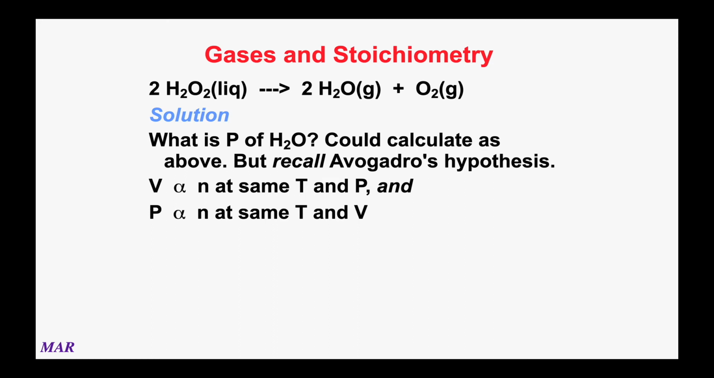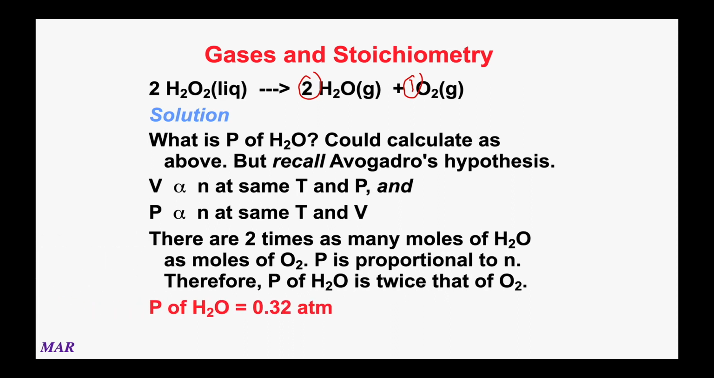And why that's important here is that 1 oxygen is also going to be accompanied by 2 waters. It's a 1 to 2 ratio. So if the pressure of oxygen was given, which we just calculated on the last slide, the pressure of water should be twice as big because the mole ratio is twice as big. The pressure should also be twice as big. So if the pressure of the O2 on the last problem was 0.16 atmospheres, the pressure of water will be twice that number, or 0.32 atmospheres.